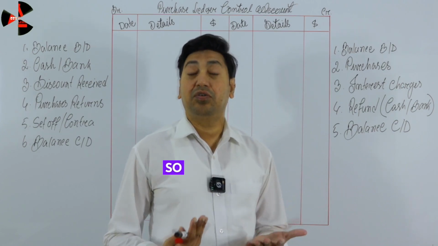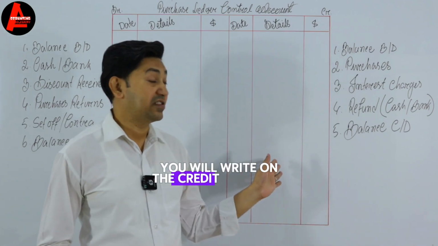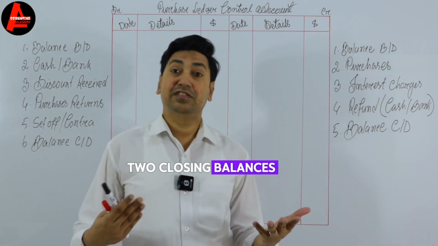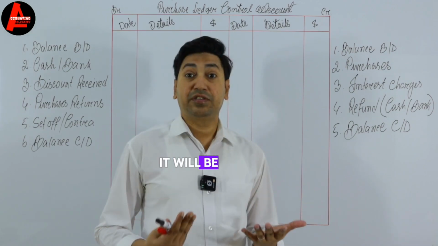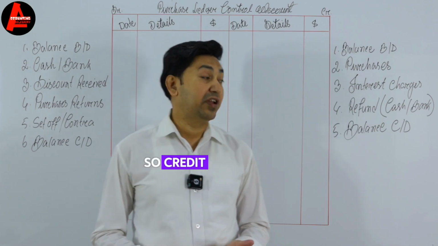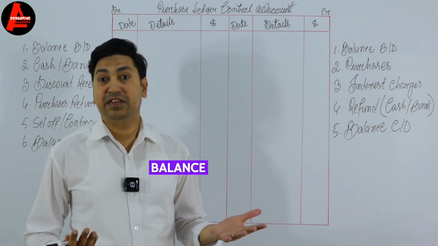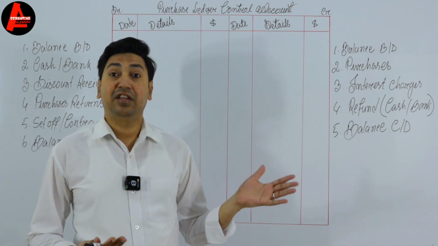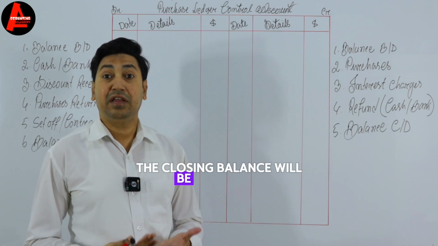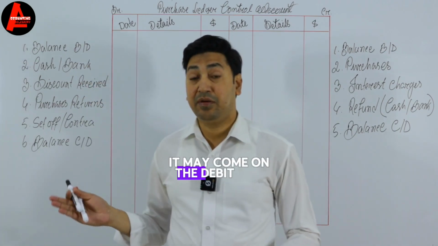If balance CD is a credit balance, you will write it on the credit side. Sometimes you will see two balance CDs, two closing balances. Same as opening balances, it will be specified which one is the credit balance and which one is the debit balance. The credit balance will be recorded here on the credit side. If balance CDs are not given, you need to balance the ledger, and the closing balance will be here on the credit side. It depends, it may come on the debit side as well.